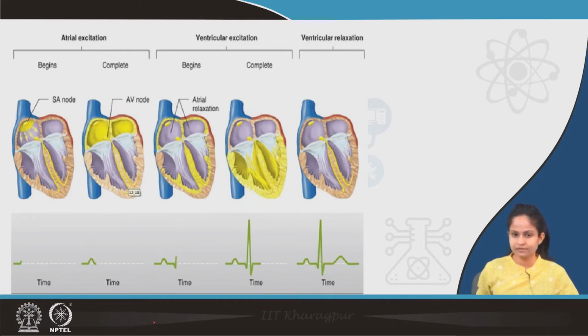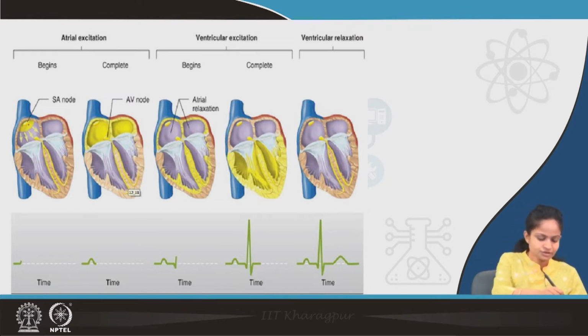We have P wave, we have QRS complex, Q wave, R wave and S wave. Then we have seen the T wave. So, the 5 types of waves we have seen. We will do a brief recap of whatever we had done in our last lecture.